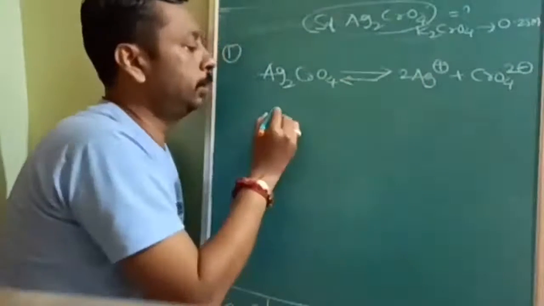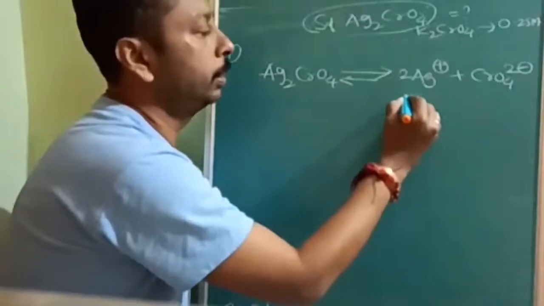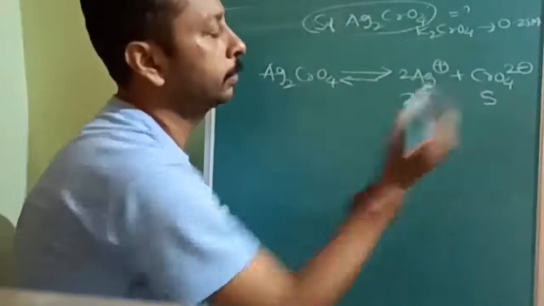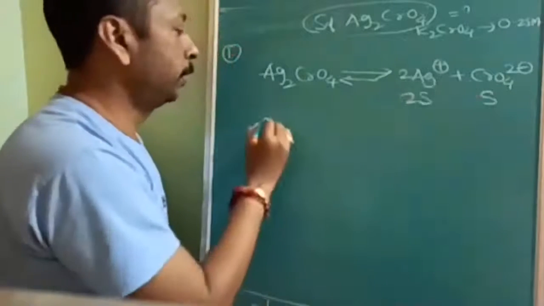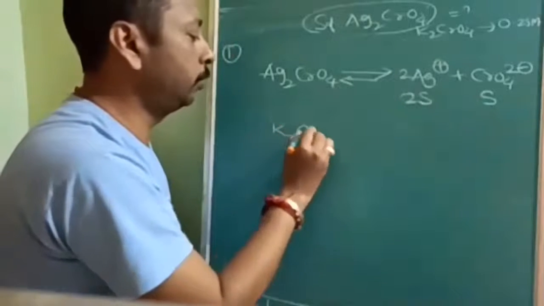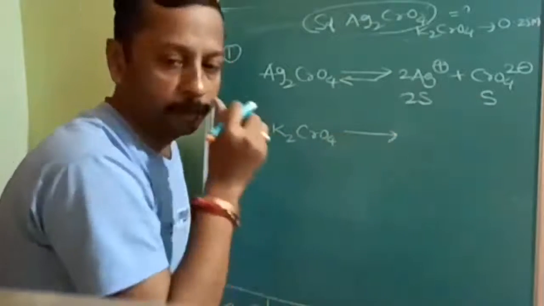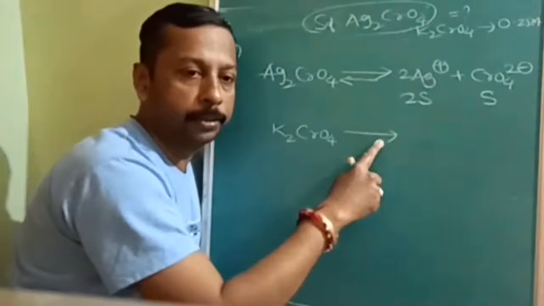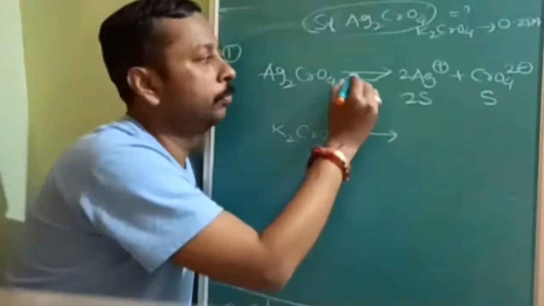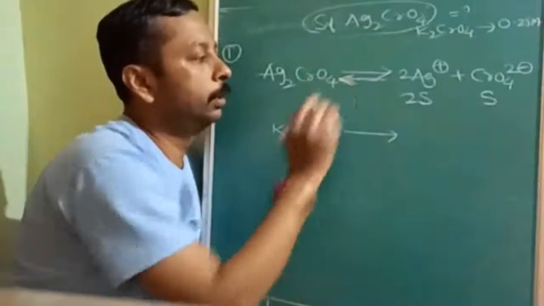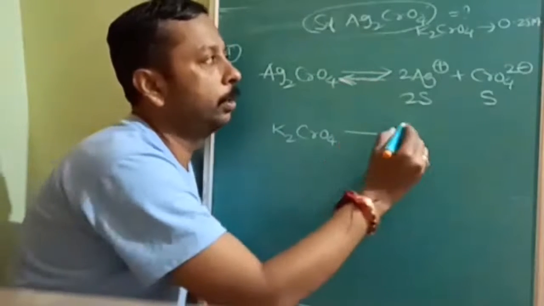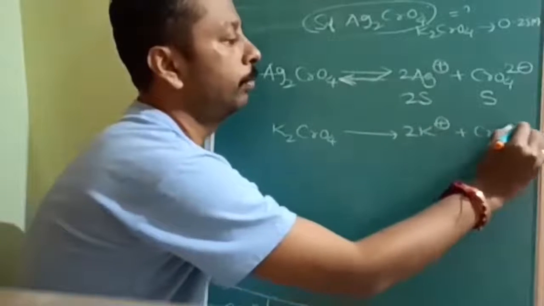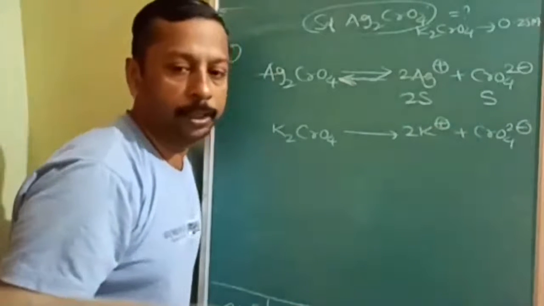After this, it is K2CrO4. Let us take solubility S, then Ag+ will be 2S and CrO4 2- will be S. Now, due to the common ion effect of K2CrO4, you should be very sure about this: on this side it should be a single arrow because it is a completely soluble salt. Ag2CrO4 is a reversible equilibrium because it is sparingly soluble, and here it is completely soluble. So it will give 2K+ plus CrO4 2-. How to solve common ion effect questions, that I am explaining.